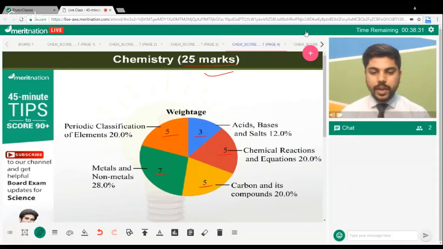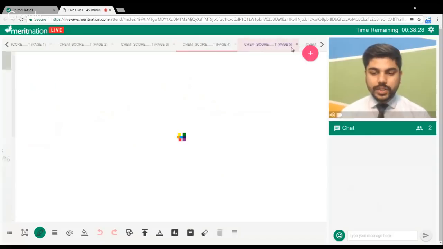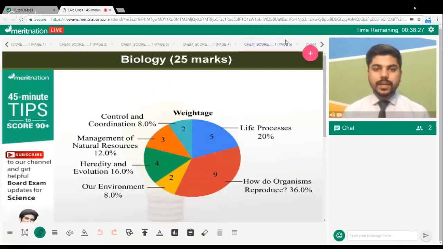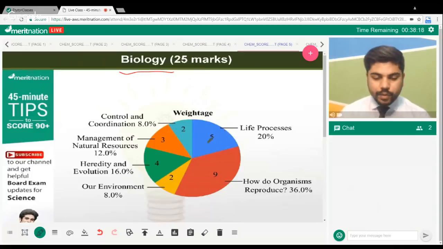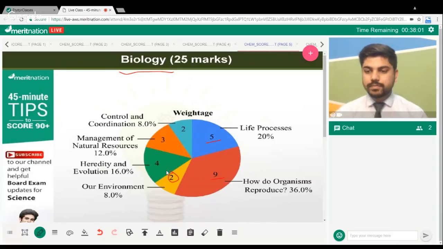Okay. And if I talk about biology, we can say that around 25 to 28 marks could be from the biology section as well. Okay. So out of 25 marks, 5 marks can come from life processes. Okay. 9 marks will be from how do organisms reproduce. If I talk about our environment chapter, this basically constitutes only 2 marks of questions.